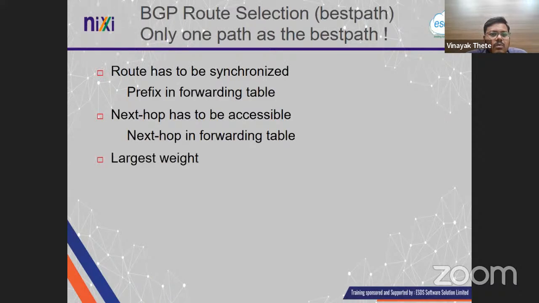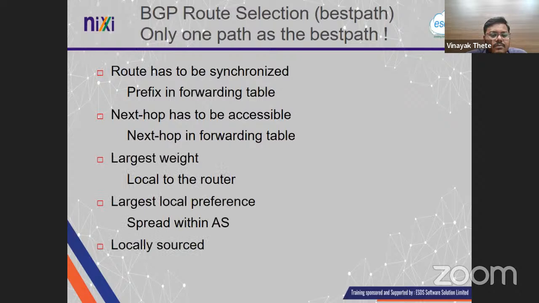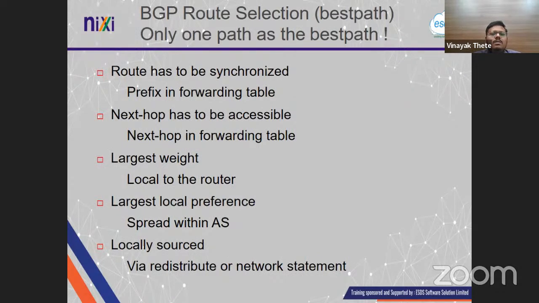Now, BGP route selection. BGP route selection is basically done using the best path. So only one path is preferred as the best path in the routing table, the forwarding table we can say. The route has to be synchronized with the prefix in the forwarding table. The next hop has to be accessible to make the route reachable. Then the largest weight, which is local to the router.